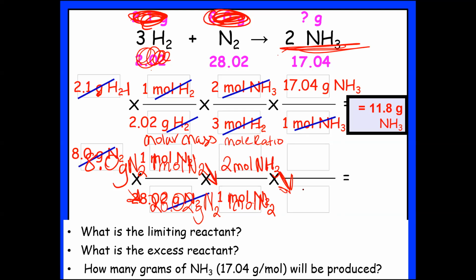And then what do you think we're going to put in the bottom if we have NH3 on top? 2. No, wait. No. 17.04. And the bottom is 1 mole. Correct. Put it in the calculator.